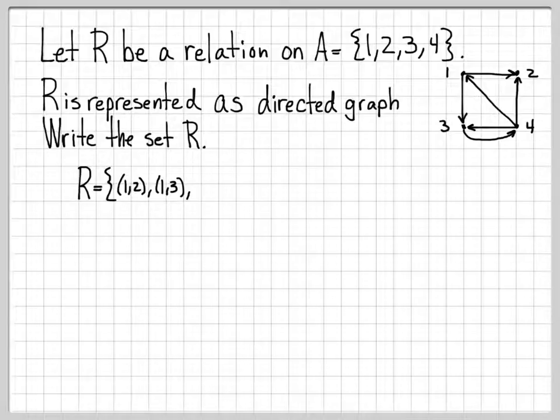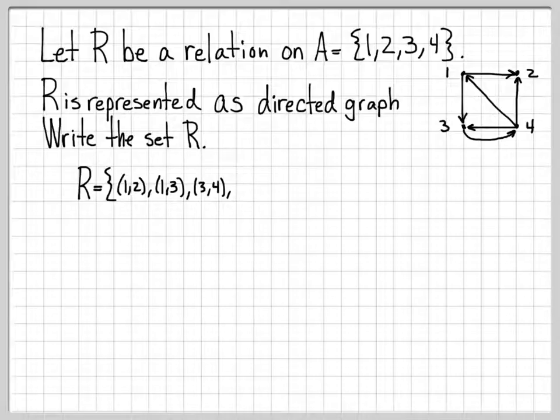Now let's go to 2. From 2, where can I get to? Well, at 2, there isn't anywhere that I can get to. There's nothing that leaves node 2. So there are no elements that start with a first coordinate of 2. What about number 3? Well, starting at 3, I can go to 4. So 3, 4 is an element of R. And that's all I can do with node 3.